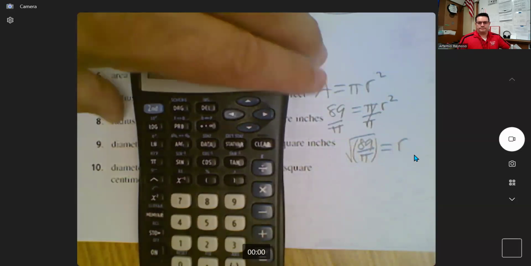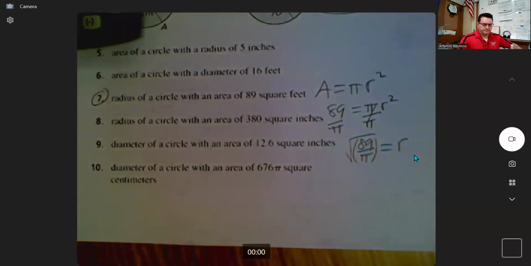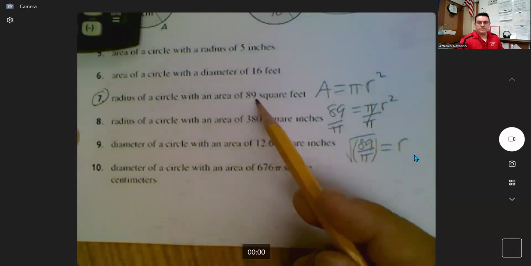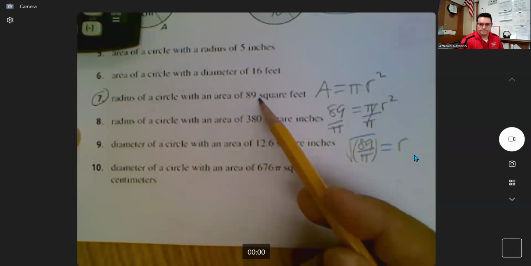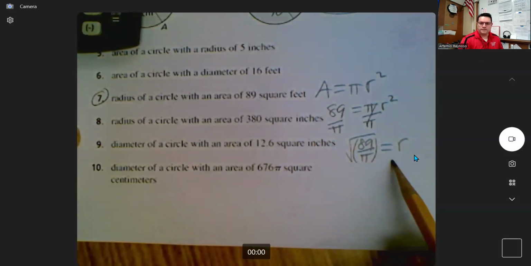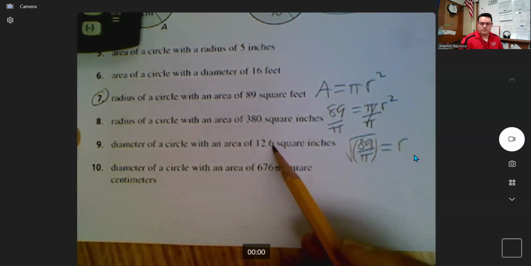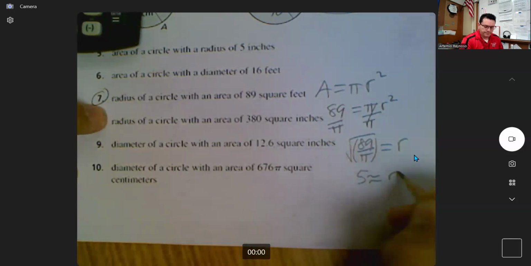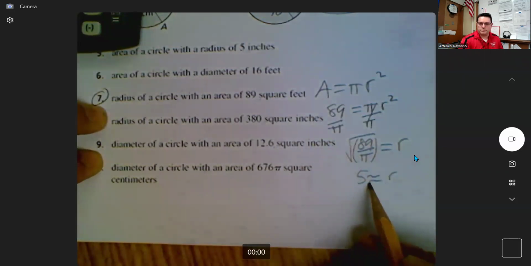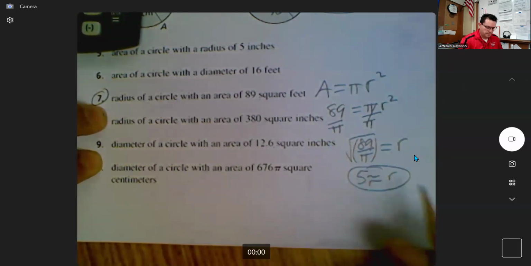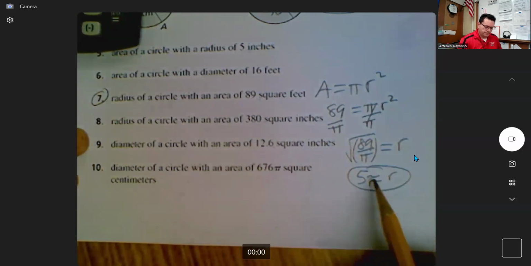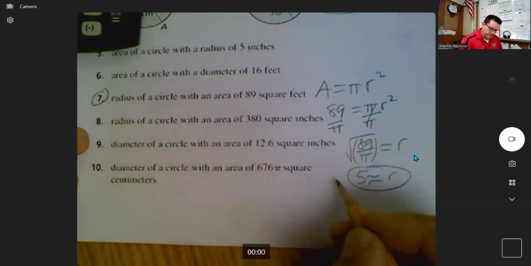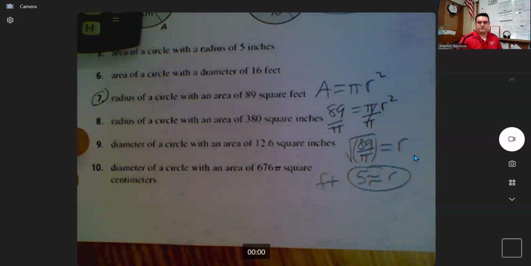That's 5.3. Now here on number 7, they gave us a whole number, so I'm rounding the radius to a whole number. If they have given us decimals, just like on number 9, I round to the tenths. So 5.3 stays 5. Then the equal sign, I will twist it to call it approximately. So my radius is 5 units, and they told us it's feet.